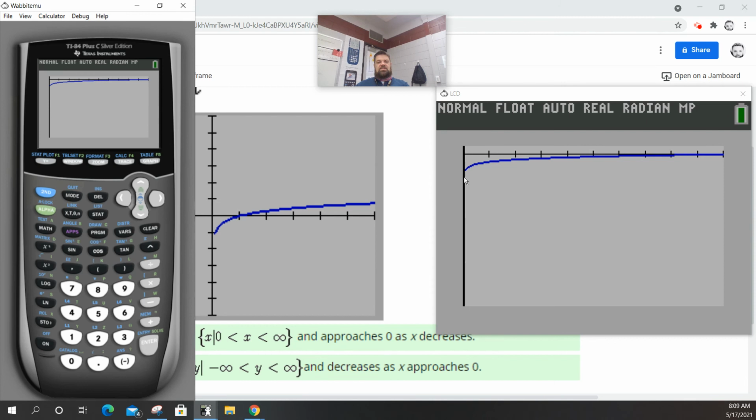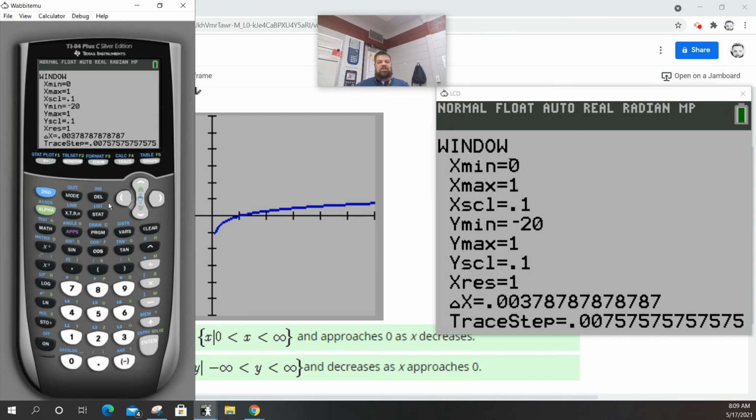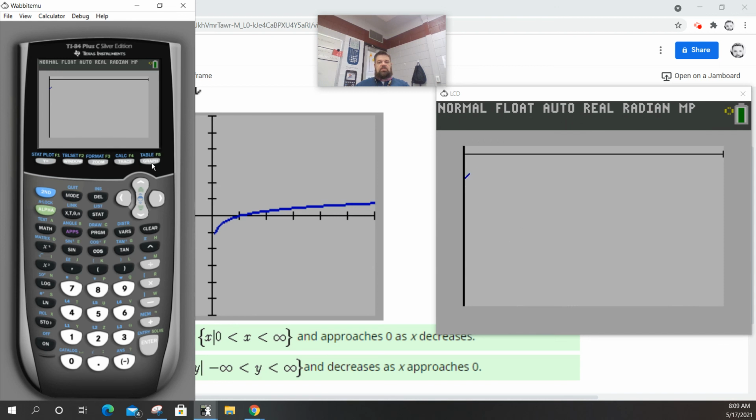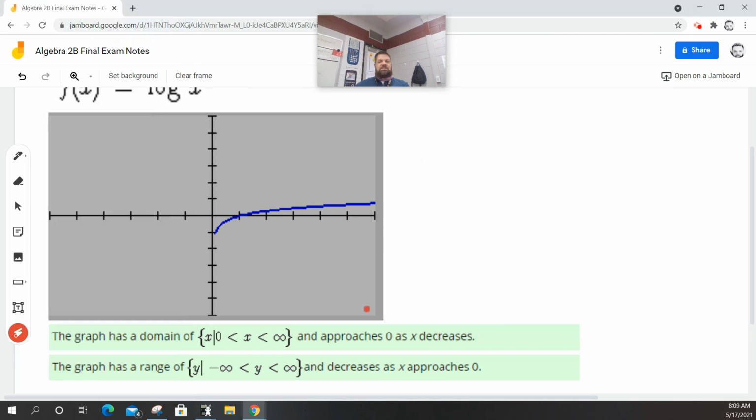So it's kind of hard to see. You really got to zoom in. So if I go 0.1, and now I graph it, it's still kind of hard to see. I'm really trying to get the graph, but it's hard to see. Anyways, that's the answer.